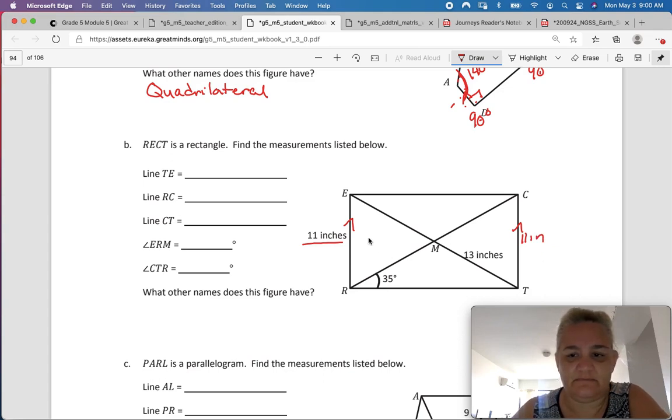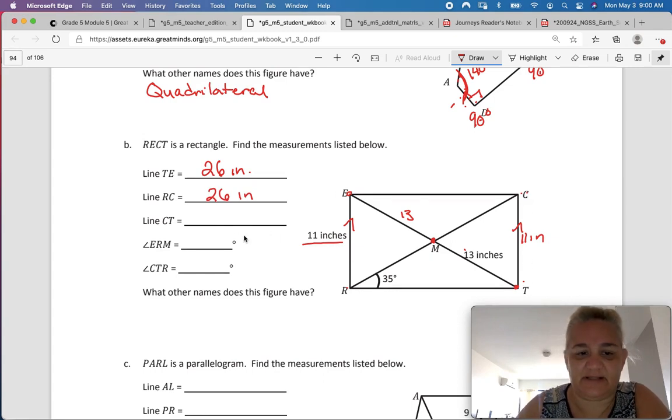And line T to E. Now this, if this is 13, I'm assuming this is 13 here, then that would make this section from here to here also 13. And that got cut in half, so 13 plus 13 is 26 inches. Line RC, R to C, well, it's a rectangle, so they're the same. So that's also 26 inches. Line C to T, well, I know that this side is 11 inches, so this side is also going to be 11 inches.